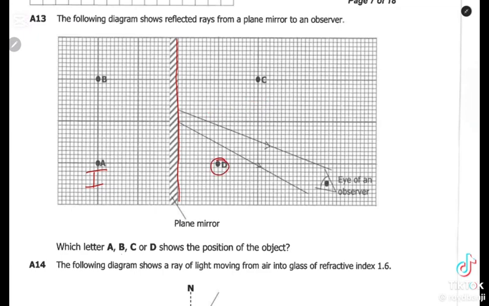and therefore it cannot be this one. Look at the rays, how they are moving. So this is the one that is here. So you're able to reflect, and of course it is seen on the other side. Therefore the answer here is C. That is for question 13.